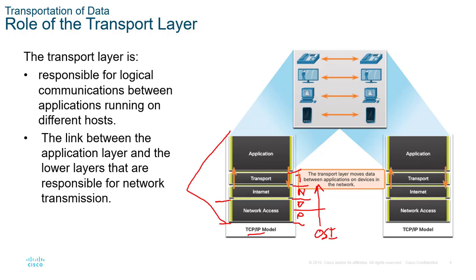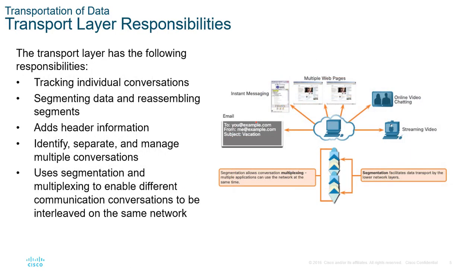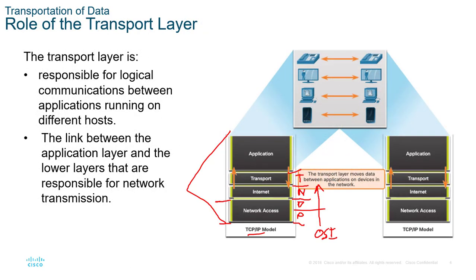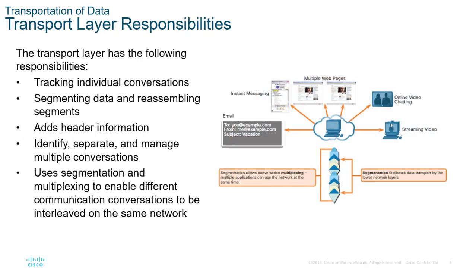It's called the transport layer in both the TCP/IP and OSI models. This layer is responsible for, as we said, the logical communications between applications on the different hosts. So it handles end-to-end flow and error control between the two devices communicating.